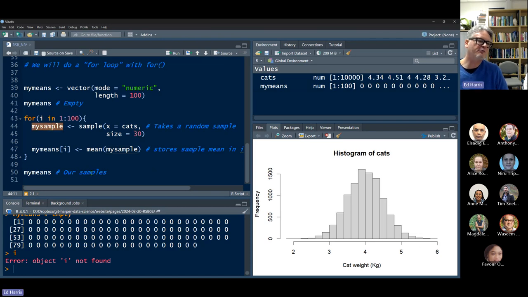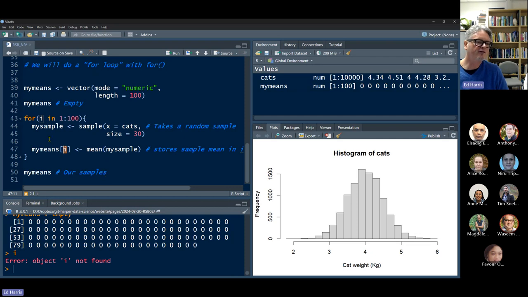Now, with that my sample, we're going to calculate the mean of it, and we're going to put that in our vector my means that we made. Remember, my means has 100 spaces in it, and every time this I increments, every time the for loop runs, we'll store the mean in that particular address.